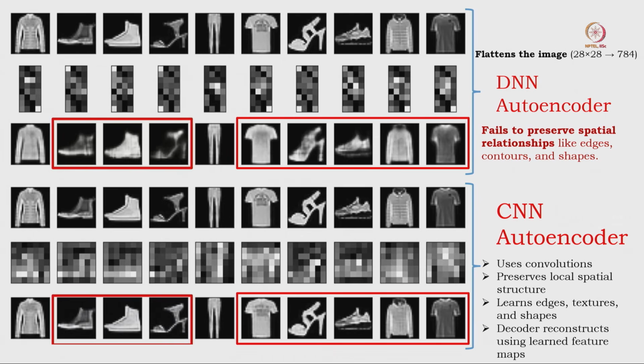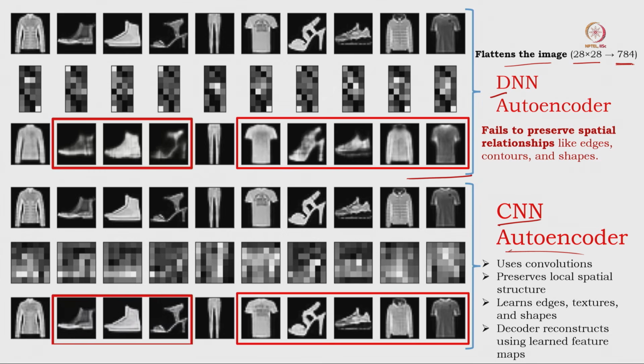So, look at this, this entire part is a deep neural network autoencoder, and the second part what we are seeing is a convolutional autoencoder. Now, you can ask the question, ma'am, why do we have to go for a convolutional autoencoder? Why can't we deal with deep neural networks only? Why will deep autoencoders not work? The answer is, in deep, you are flattening the image. 28 cross 28 will be flattened into 784.